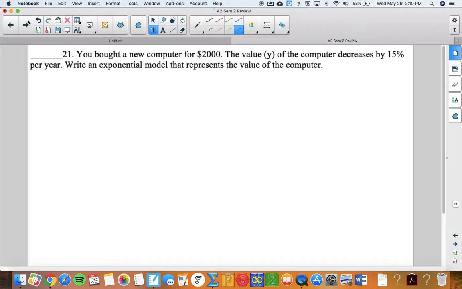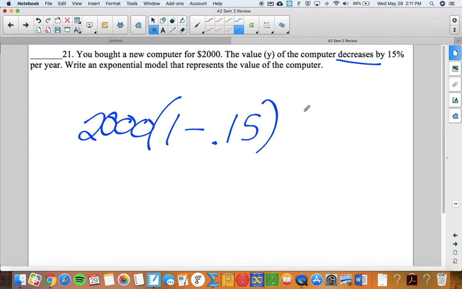You bought a new computer for $2,000. The value of the computer decreases 15% per year. Write an exponential model that represents the value of the computer. So it's decreasing. So initial investment, if you want to call it that, is $2,000. You're losing 15% every year.